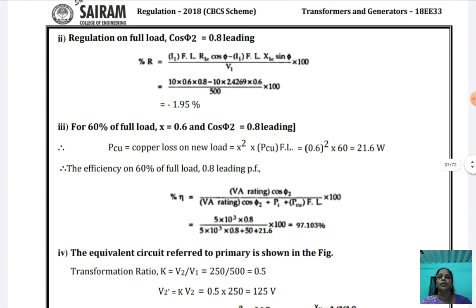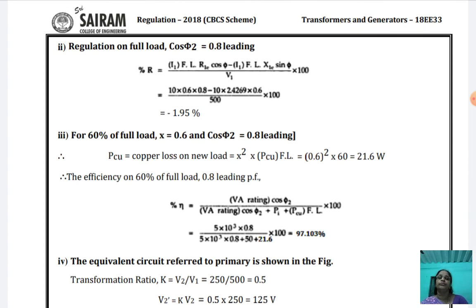Then the second required data: regulation on full load at 0.8 power factor leading. I already told the regulation formula, that means the resistance drop minus the reactive drop, divided by the respective voltage. So therefore I1, that is the full load current, into the resistance R01, then the power factor.